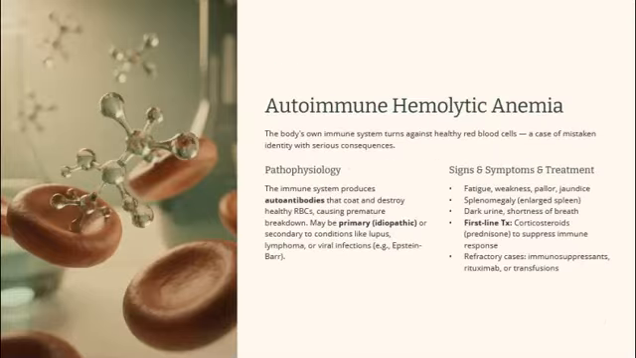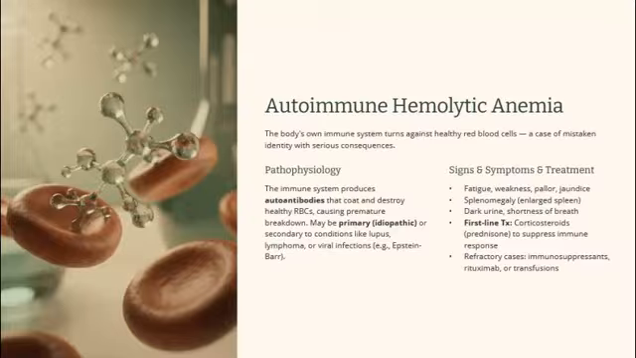Next type of anemia is autoimmune hemolytic anemia. So autoimmune meaning the body's own immune system is doing something here. Hemolytic means breakdown of that red blood cell, leading to anemia. So in autoimmune hemolytic anemia, the body's own immune system is breaking down and attacking healthy red blood cells. The way it occurs, the immune system produces autoantibodies that coat and destroy healthy red blood cells, causing a premature breakdown.